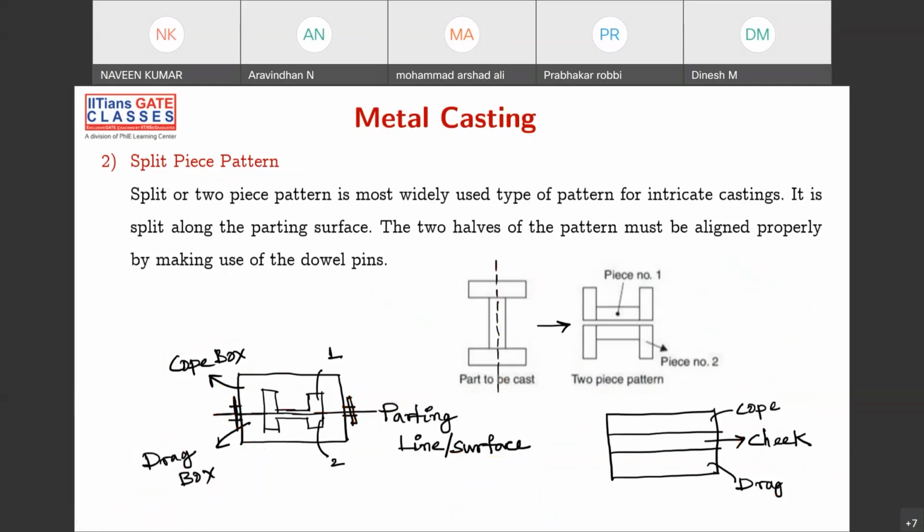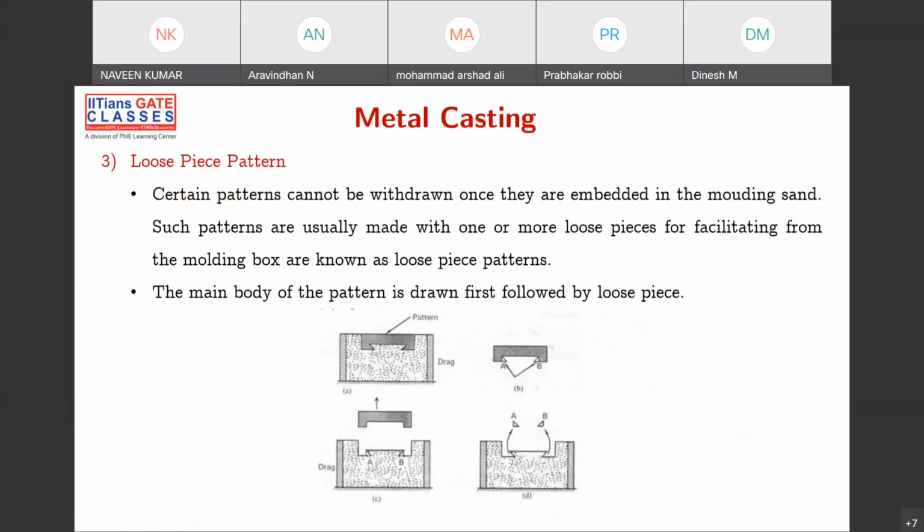So that is the reason why, instead of going for a single piece pattern, we are going for the split pattern. Okay. Next, loose piece pattern. Okay, fine, sir. We have done the split pattern. Now you see this is a very peculiar casting piece.